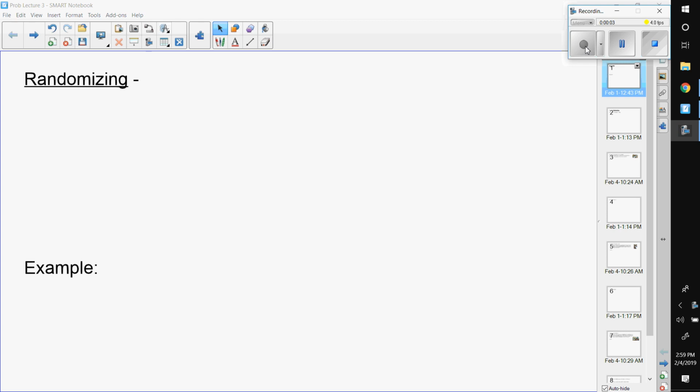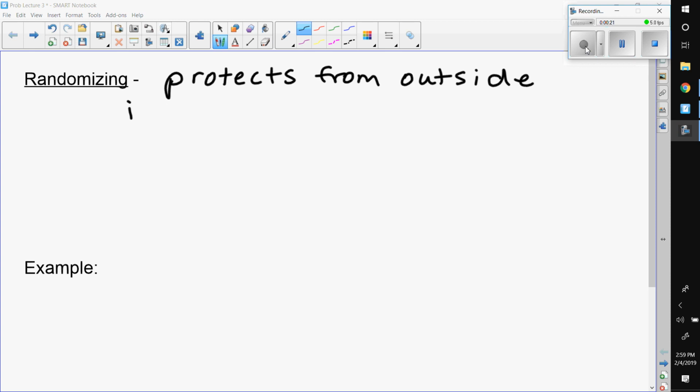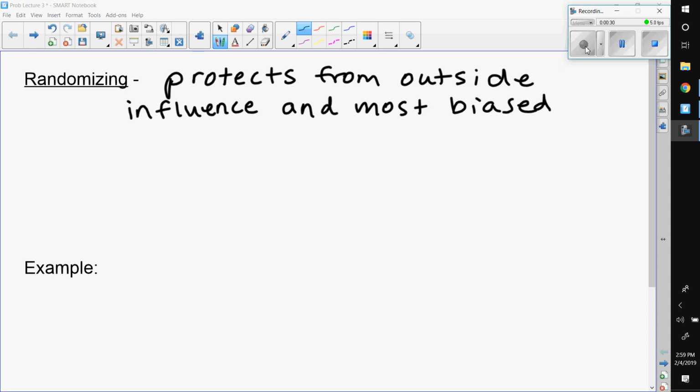Today's lecture is actually going to be on types of sampling methods, but we need to start with how to randomize the sample. The definition for randomizing is that this protects from outside influence and hopefully most biased scenarios. So if we can randomize, then we can protect from bias, and our sampling methods are going to use that.